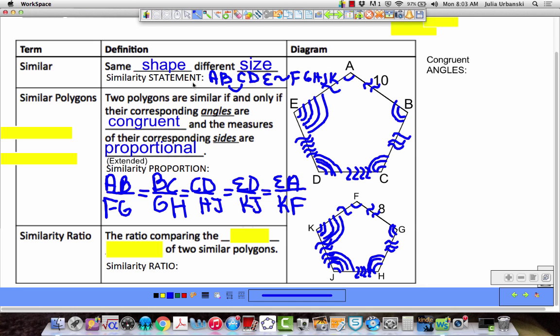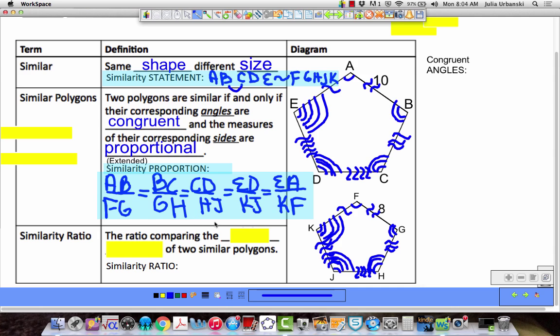Alright, now here's the thing. This is a similarity statement. Please highlight that or something, because when the questions ask you for a similarity statement, what they mean is what is similar to what. When they ask you for a similarity proportion, or sometimes they call it an extended proportion, they're going to be meaning what sides correspond with which sides. How does it look as a big old proportion or as a ratio?